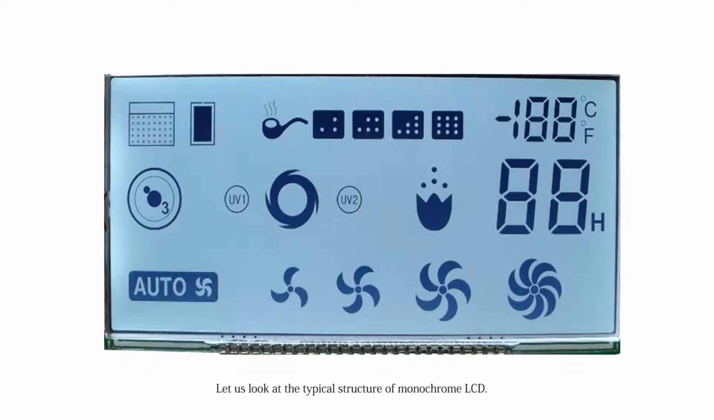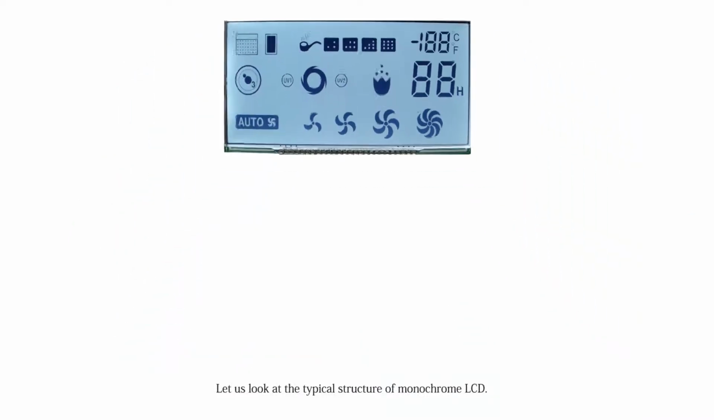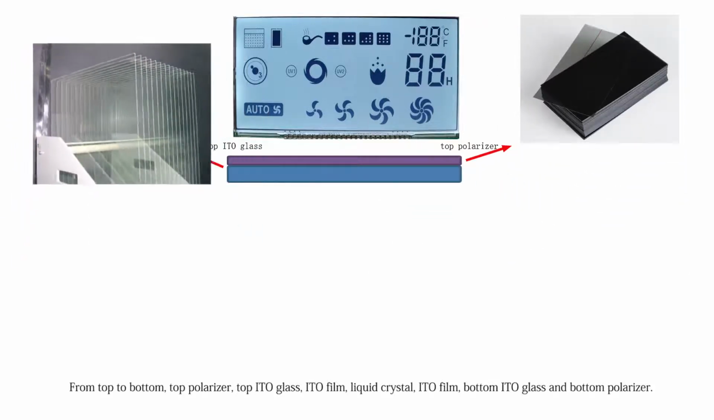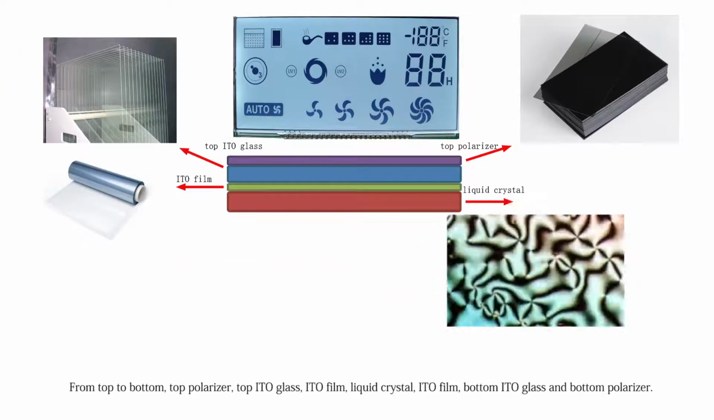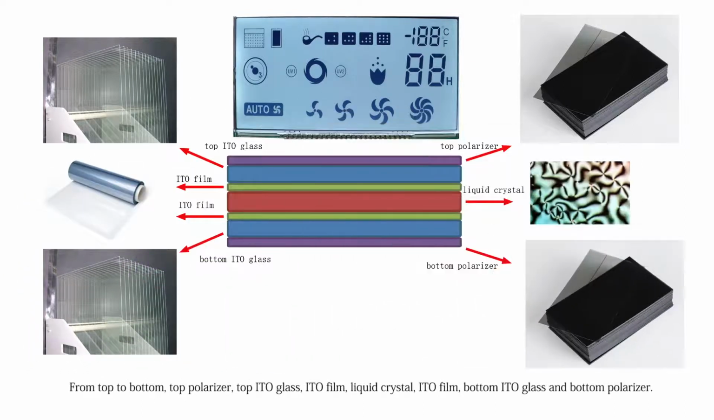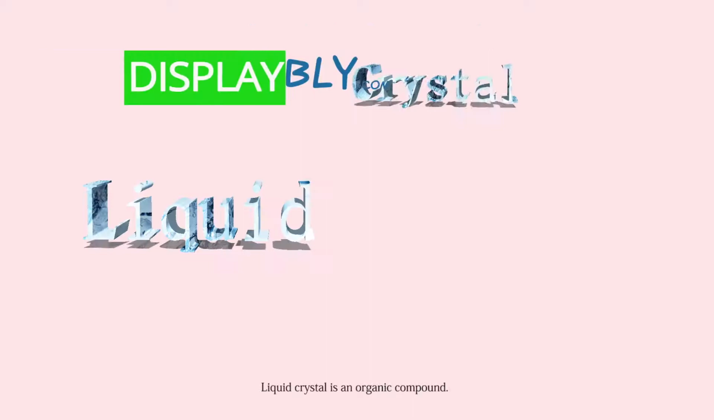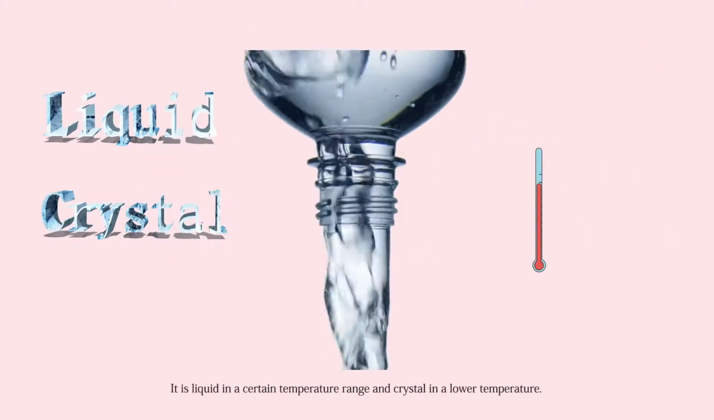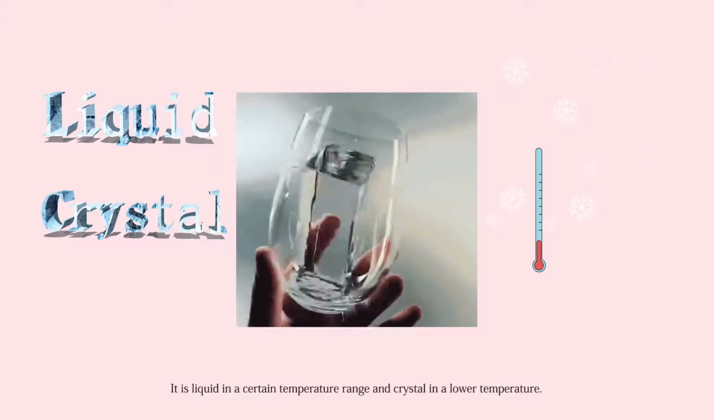Let us look at the typical structure of monochrome LCD. From top to bottom: top polarizer, top ITO glass, ITO film, liquid crystal, ITO film, bottom ITO glass, and bottom polarizer. Liquid crystal is an organic compound. It is liquid in a certain temperature range and crystal in a lower temperature.